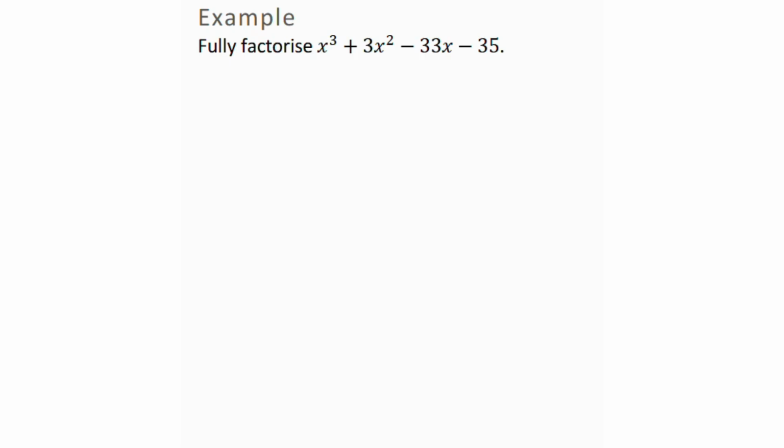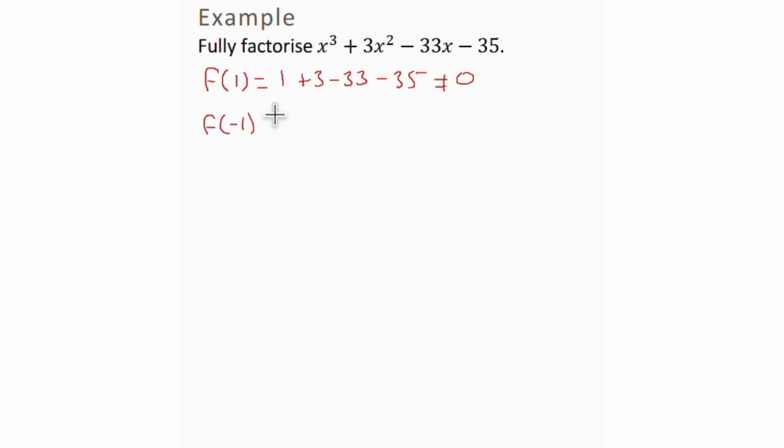One of the really powerful uses of the factor theorem is to factorize polynomials. Because if we can find a factor, it makes it that much easier to then find the other factors. So here, what we do is we start by just substituting values in. Let's start with 1. f(1) is 1 plus 3 minus 33 minus 35. Now that is not equal to 0. That means we haven't found a factor.